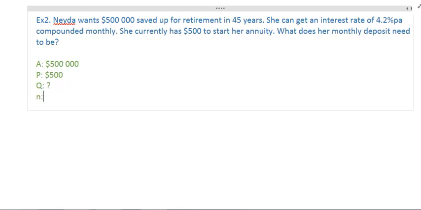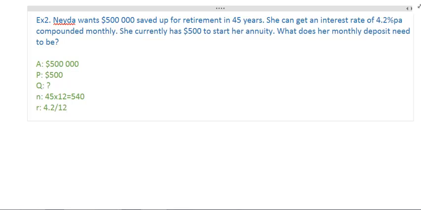N, okay, 45 times 12 is 540. So every month she makes a payment, so she makes 12 payments per year for 45 years, for a total of 540 payments, and also 540 compounding periods for interest. And last but not least, the R. Okay, so here again we've got monthly, so it needs to be 4.2 over 12.